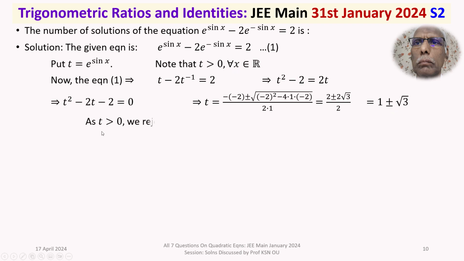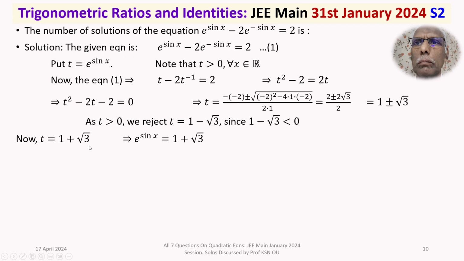Therefore, that's not possible. As t is greater than 0, we reject t equal to 1 minus root 3 because 1 minus root 3 is negative and t is positive for all x belongs to R. So the t value will be 1 plus root 3. What is t? e to the power of sin x. So this will imply e to the power of sin x is equal to 1 plus root 3.